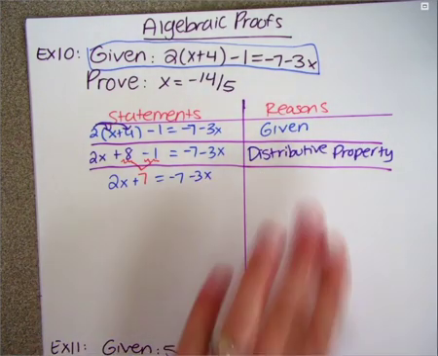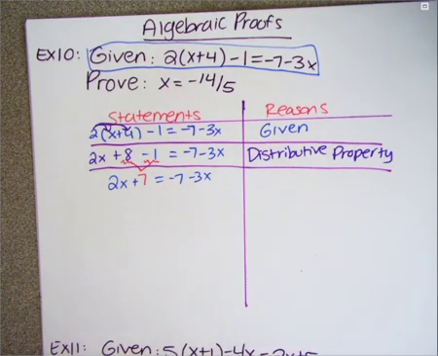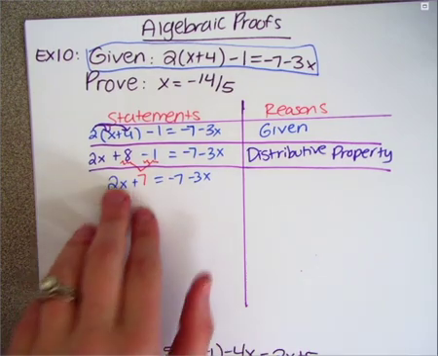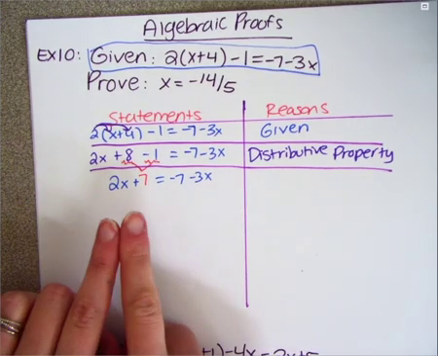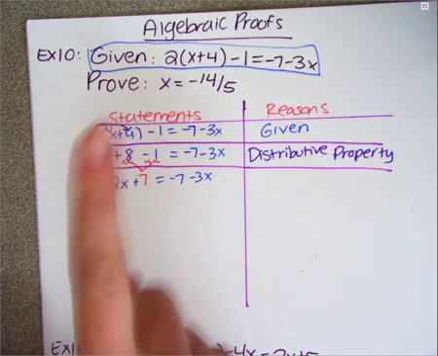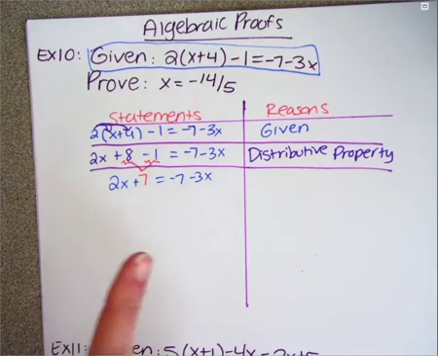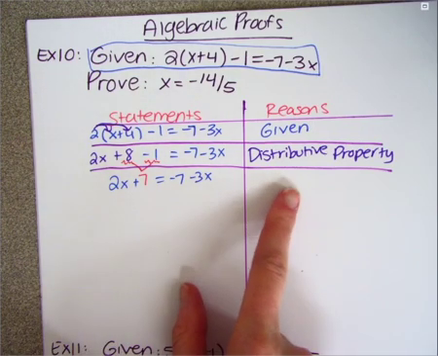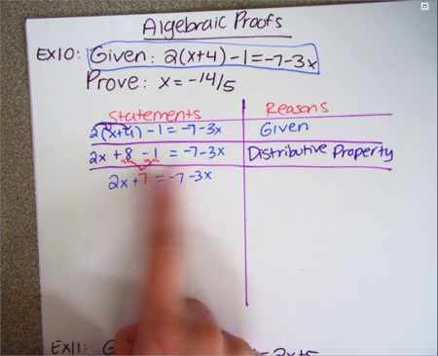Now, the next reason I'm going to write is something we have not talked about yet. The concept is not brand new, and you've probably heard this word, but it is not in your notes packet. Whenever you simplify, that means you are combining like terms on one side of the equation. So if you add, subtract, multiply, or divide only on one side of the equation, our reason is going to be simplify. Now, this is not subtraction, because the subtraction property states we subtracted on both sides of the equation.